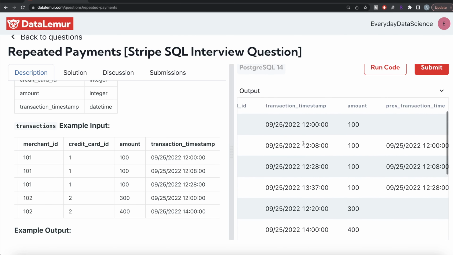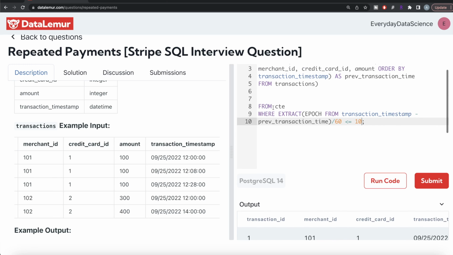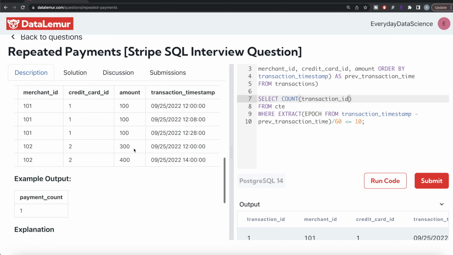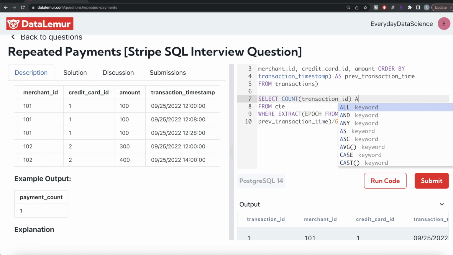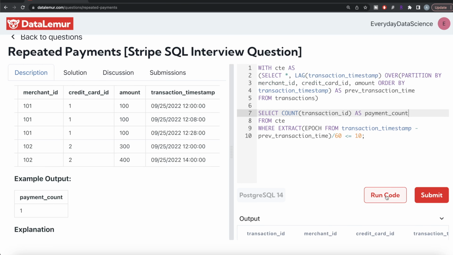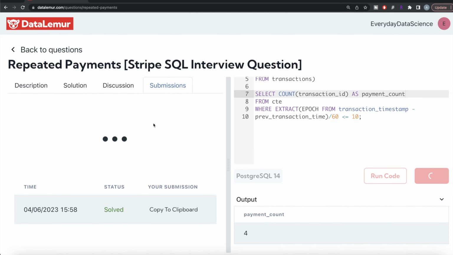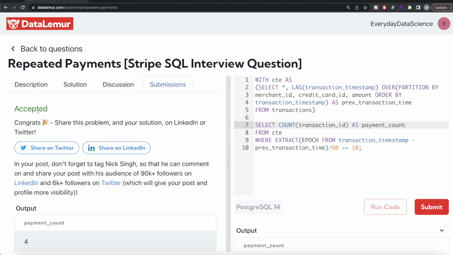So once you have these rows, you simply need to count the transaction ID. So we can write, okay, return COUNT of transaction ID and alias this as payment count. Okay, so I think this looks good. Let me go ahead and run this. Let's see what we are getting. So payment count, there are 4 repeated payments, right? Let me go ahead and submit it to see if it passes all the test cases. So this is accepted, and this is how to do it.